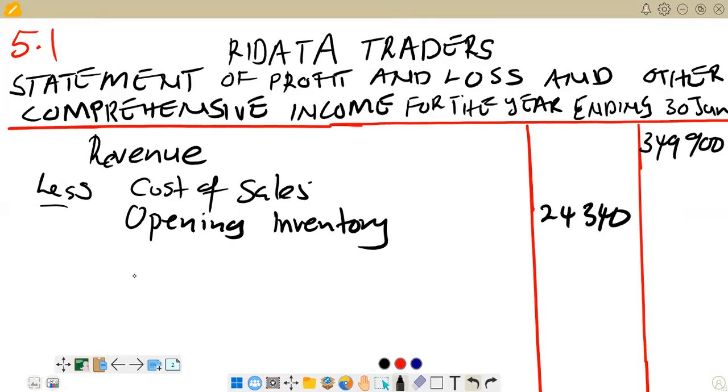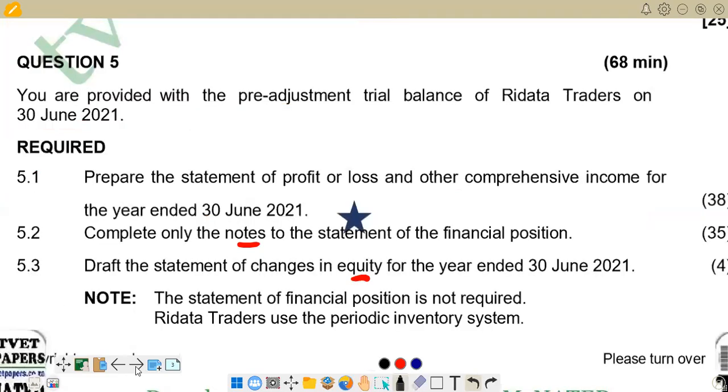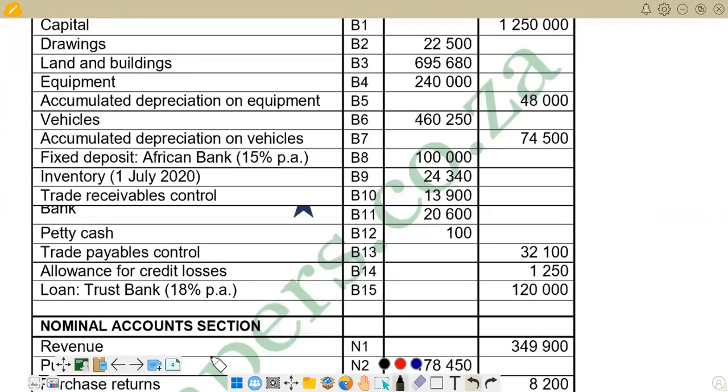We add purchases. We can indicate "add" there so that it becomes easier for you. And then before you put that figure for purchases, you go and check if there are any returns in terms of purchases that we have again in the list of balances. Remember, those figures for purchases, we are keeping them in the nominal section. So we go down.